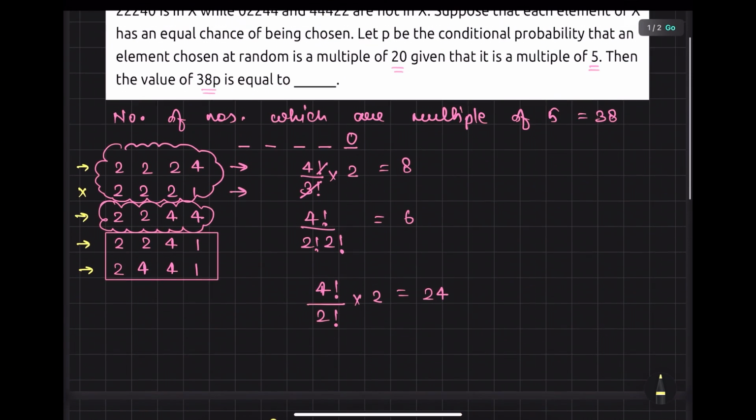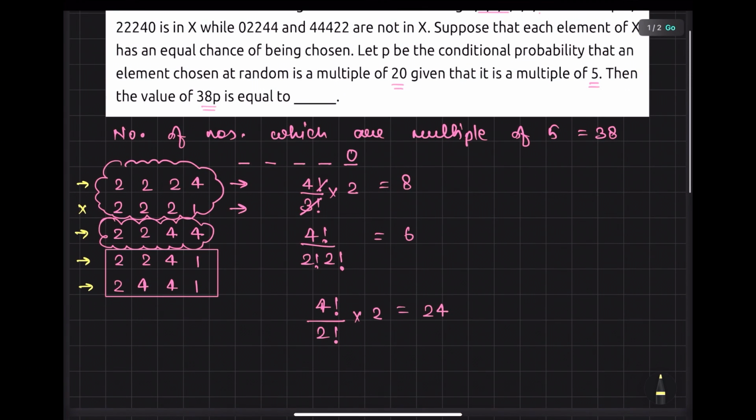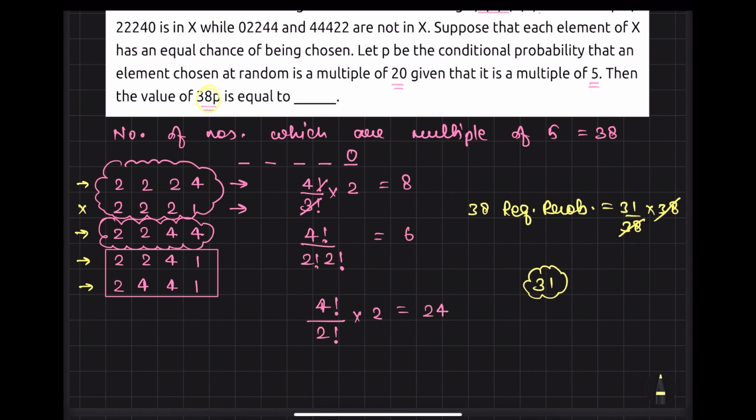So the number of numbers that are divisible by 20 is 31. So the required probability will become 31 by 38. This is our P, and now we have to find 38 times P. If you multiply by 38, you will be left with 31. So the required answer is 31.